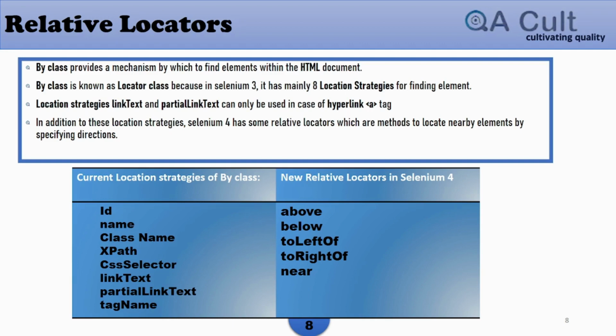Now, in addition to these location strategies, Selenium 4 has introduced some new relative locators, which are methods to locate nearby elements by specifying directions. So, the current location strategies of By class which are there in Selenium 3, we can find element by ID, by name, by class name, by XPath, by CSS selector, by tag name, and then by link text or partial link text. Now in Selenium 4 we have some new relative locators in addition to the already discussed locators. These are above, below element, to left of element, or to right of element, or near element. So these relative locators are introduced.